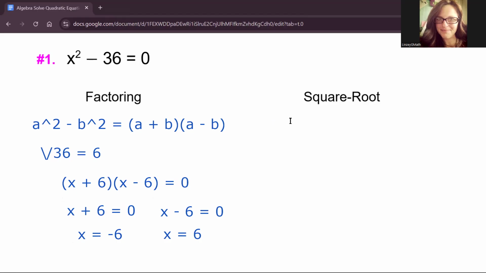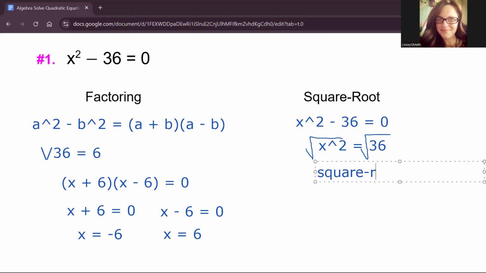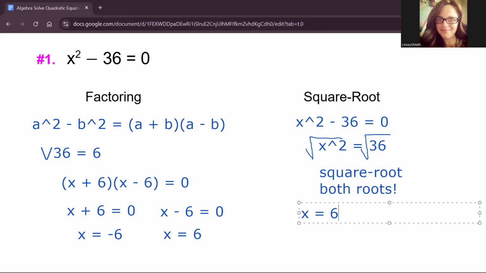Let's use the square root method to solve the same equation. We can add 36 to bring it to the other side, and then we'll take the square root to undo the power of 2. Whenever you take the square root, you need both roots. So we get x equals +6 and -6.